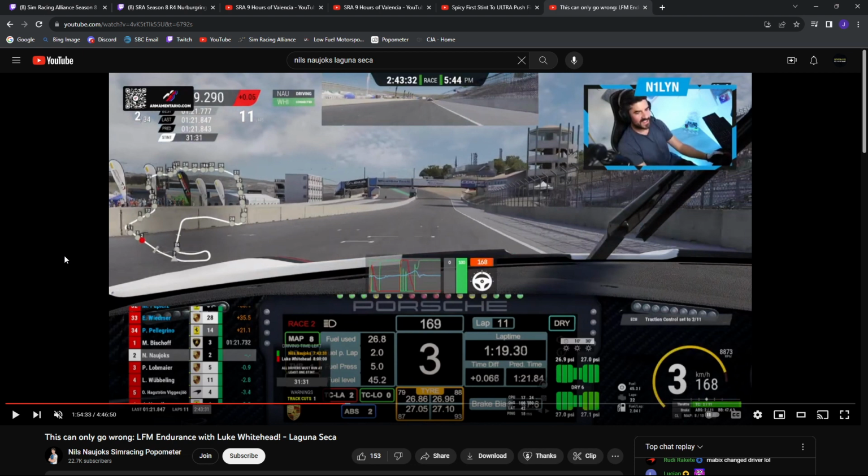Now, before you think, well, that's going to make me really slow, let me give you a couple of advantages to it beyond just being able to trail brake.